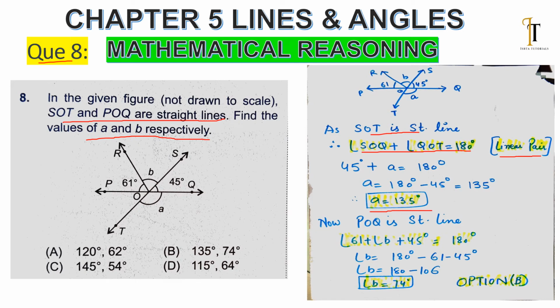We need to find the value of B as well. As POQ is a straight line, angle 61, angle B and angle 45 add up to 180. Reason is again linear pair. On finding the value of B, we got B is equal to 74. Now we have A is 135 and B is 74. Now let's check the options, that is option B.